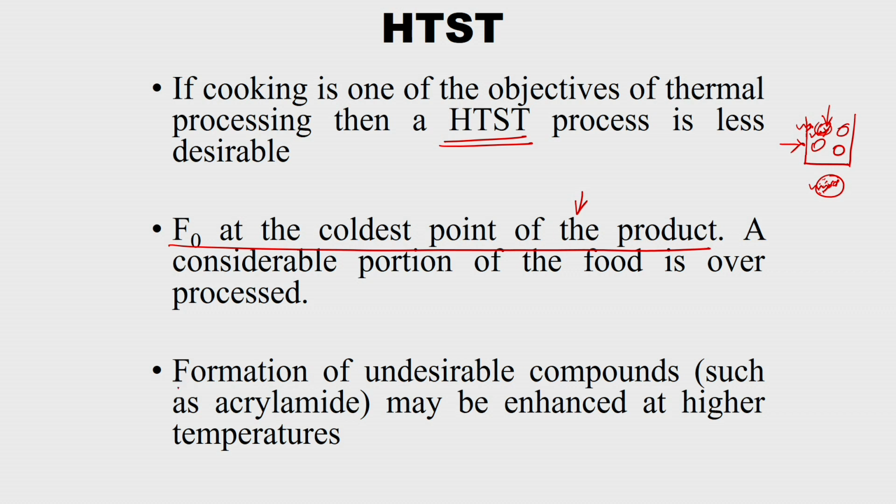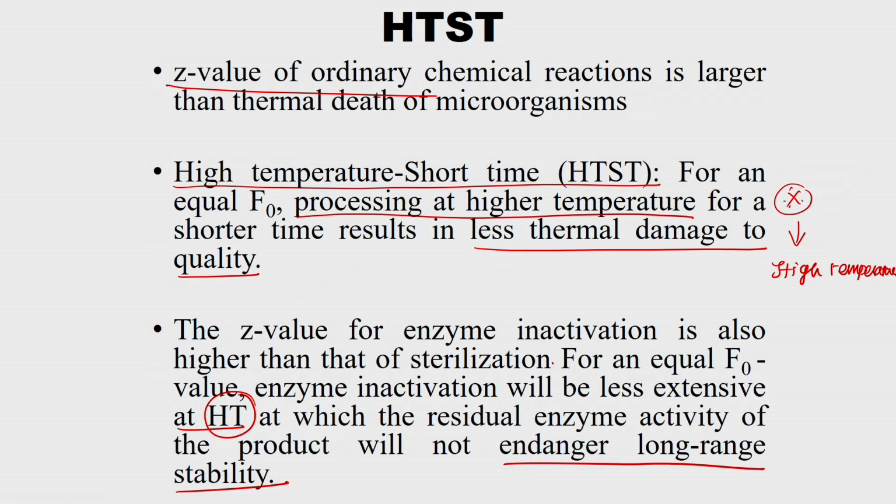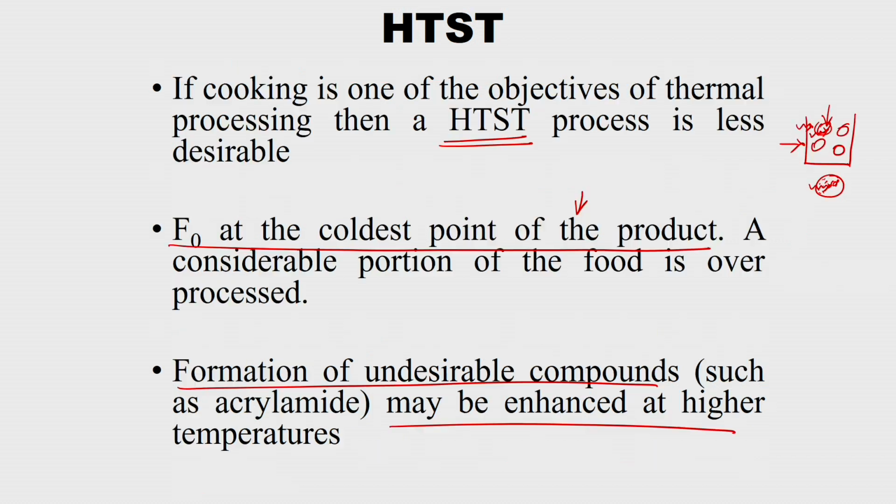Another one is the formation of undesirable components. This also gets enhanced at higher temperature. So, even when you choose HTST, that is, a high temperature short time process, you need to take into account all these things, how to take care of the overcooked product. And one more thing is that the high temperature should be chosen based on the denaturing of the enzyme, and we have to take care of any undesirable component which gets produced at that particular temperature as well.